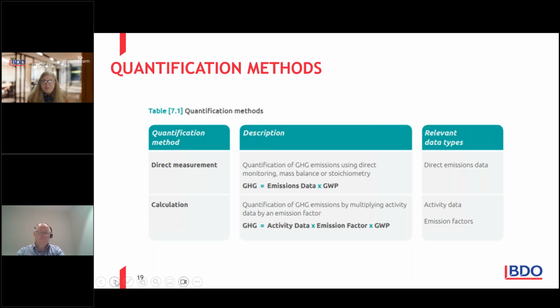When we look at quantification methods, and this is similar to what we discussed for scope 1 and scope 2, there are direct measurement. So, that is a quantification of the emissions as such, using your mass balance or direct monitoring. And we don't see that much. I think that will be a more sophisticated business. The quantification method that we see most is the calculation method. And that's where we look at the activity data, we multiply an emissions factor, and we multiply it with the global warming potential. And that's the formula I've showed you earlier. So there's two critical parts if you use the calculation method. You need activity data and you need emission factors. And you need appropriate emission factors to match up with the activity data.